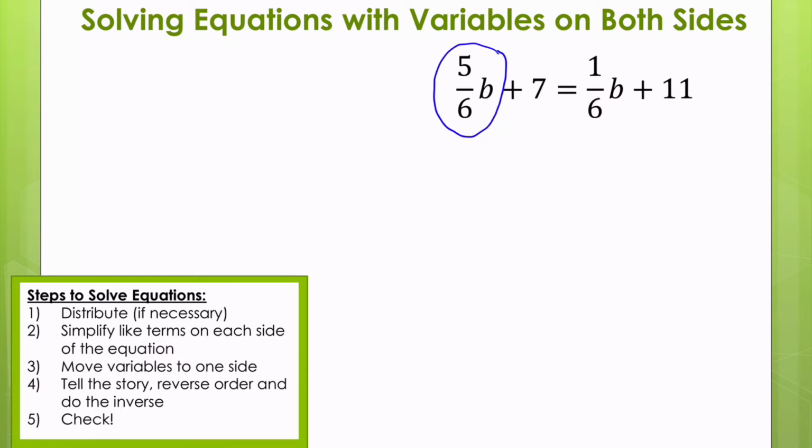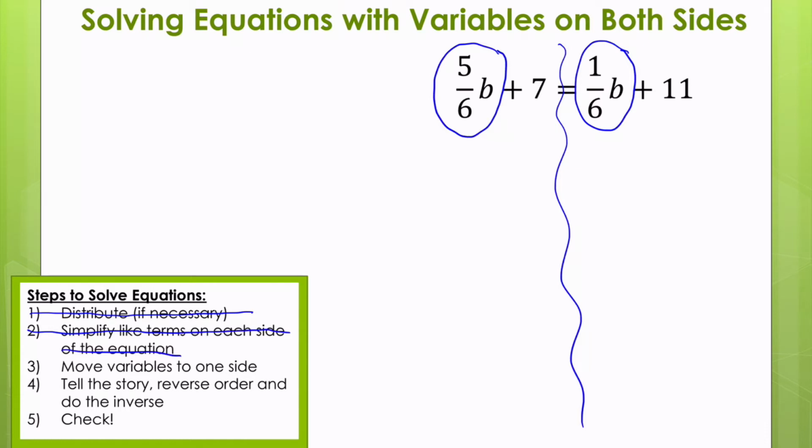So for me, it helps to envision these like terms by circling them. So I'm going to go ahead and do that. And then I'm also going to draw just my line so that I can see what's on each side of the equation. Step one, I actually don't need to do in this case because I don't have anything to distribute. So step two, simplify like terms. I actually don't have anything I need to simplify either.